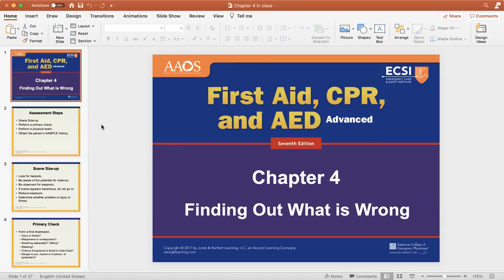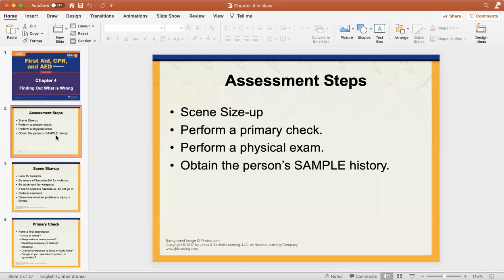So we are jumping right into chapter 4, and today we're going to do things that help us find out what is actually wrong in the situation and how to go about it. First, we've got the assessment steps.